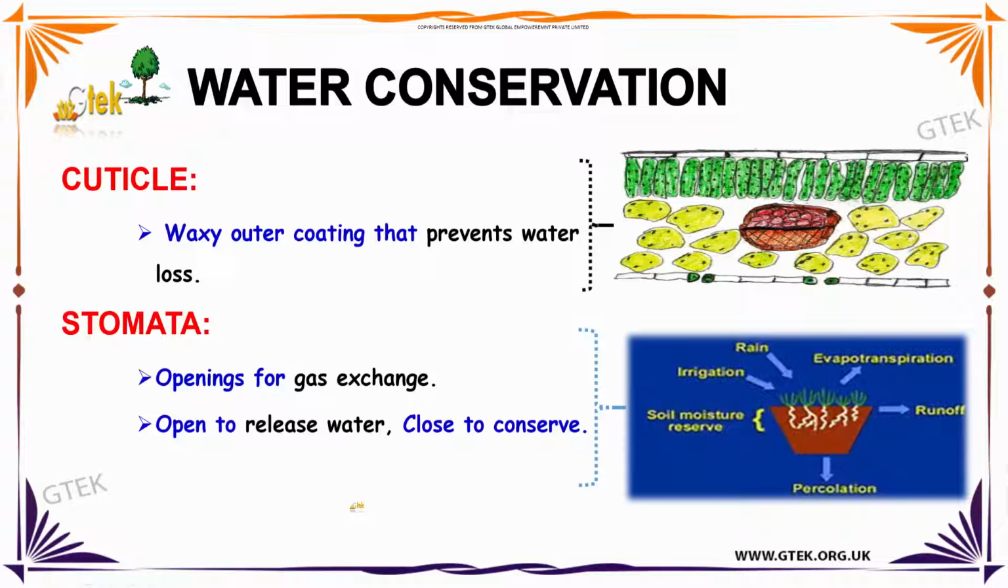Now we are going to discuss water conservation. Water conservation is carried out by two processes, that is cuticle and stomata. Cuticle is a waxy outer coating that prevents water loss. You can see it over here. This outer portion is called cuticle, which prevents the water loss.